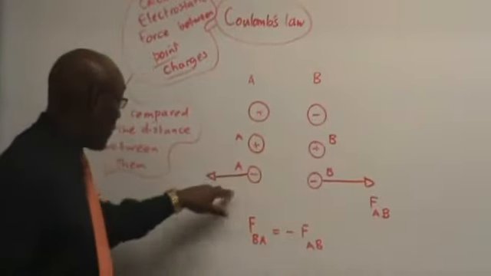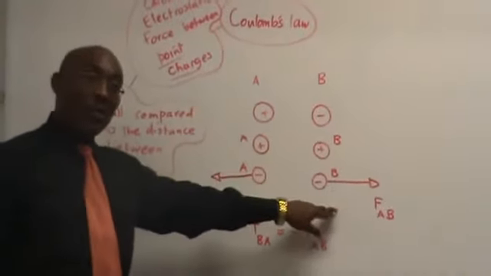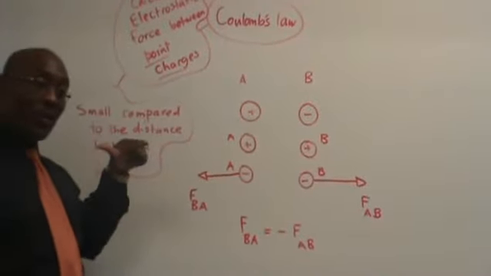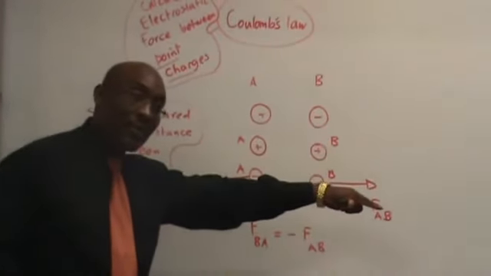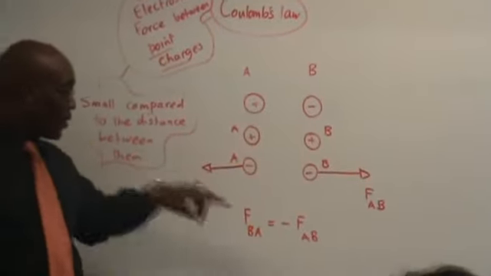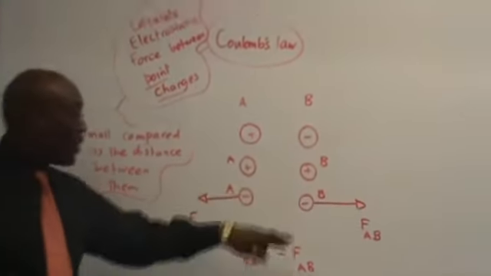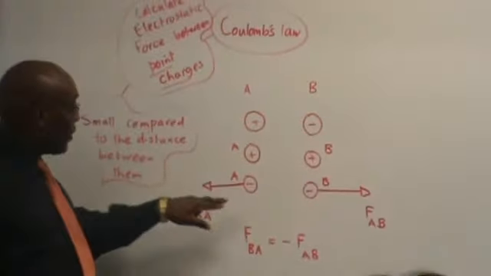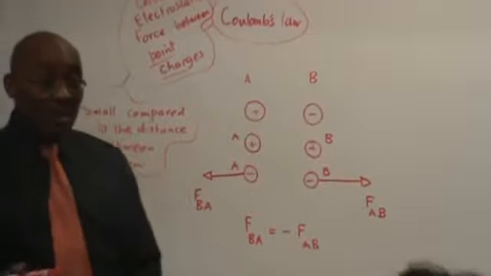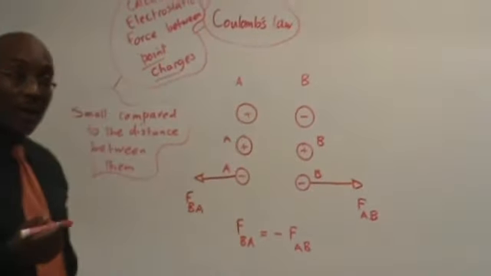Did you catch that? How do you know it's negative? Well, you know they're equal, right? But one is pointing this way, and the other one is pointing which way? They're pointing in opposite directions. So this is equal to the negative of that. If I want to know this, I can calculate this and just put a negative sign in front of it and I get it. Did you guys catch that? Yes.